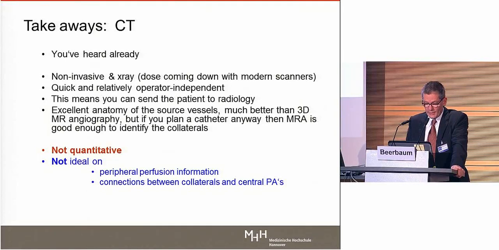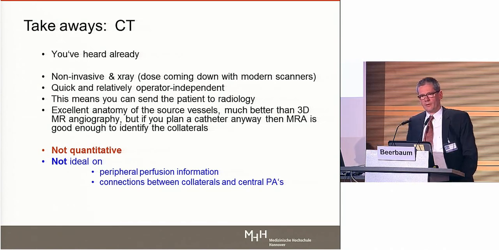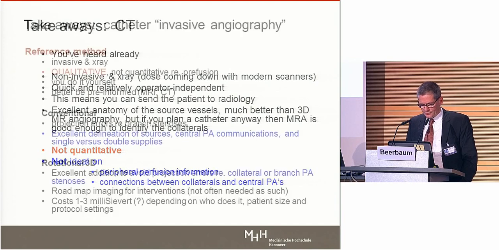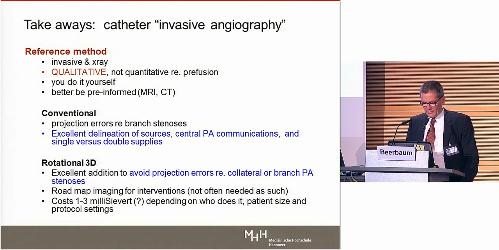CT, you've already heard beautiful talks on that, so I'm not going to go further into that. It's not ideal if you look into peripheral perfusion information, obviously, and connections between collaterals and central pulmonary arteries can be imaged, but not always very easy to see. Certainly not as good as a catheter injection into a collateral that feeds back to the central pulmonary artery, but very useful, particularly if it's about airways as well.